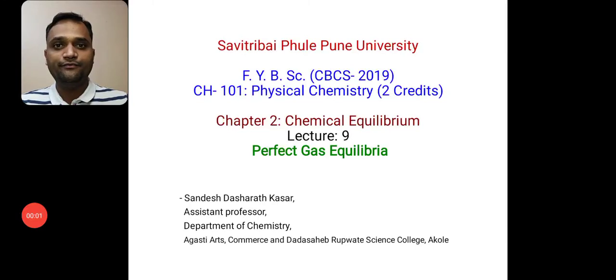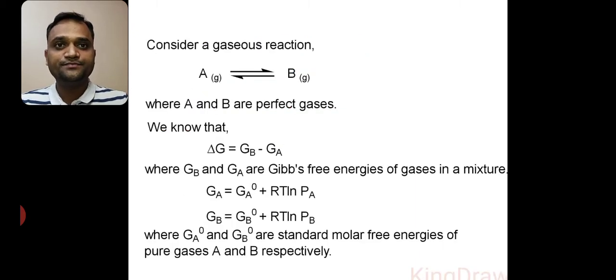Hi, welcome. Today we are going to study the perfect gas equilibria. For that, we have to consider a reversible gaseous reaction. Suppose A in the gaseous form gives us B in the gaseous form, and this is a reversible reaction where A and B are perfect or ideal gases.